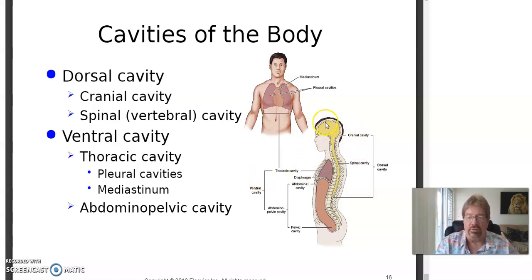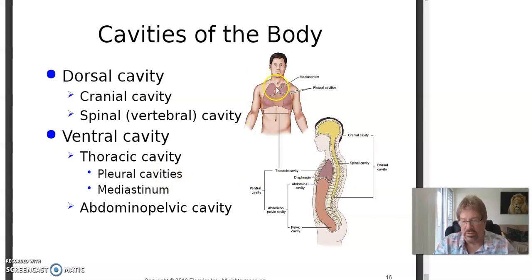Okay, so the dorsal cavity is composed of the cranial cavity, which contains the brain. It's completely encapsulated or enclosed with bone, and the spinal cord. So the way they're breaking it up, the dorsal cavity is the cranial cavity and the spinal cord. The ventral cavity is the thoracic cavity, which contains the heart and the lungs.